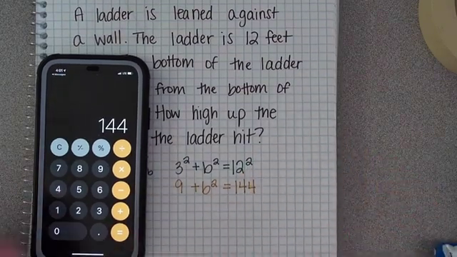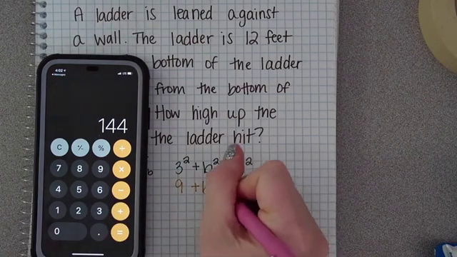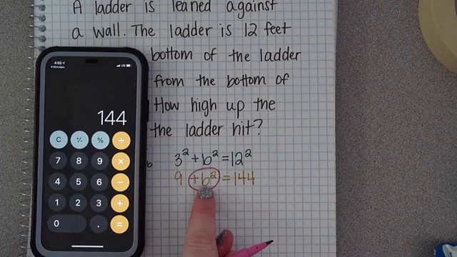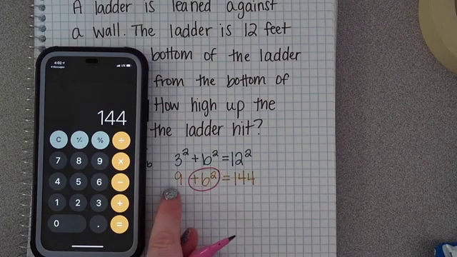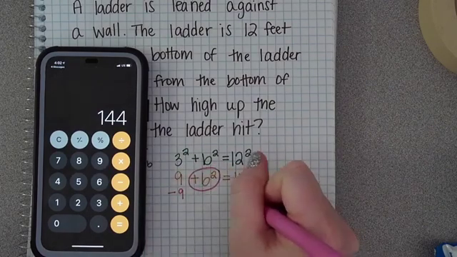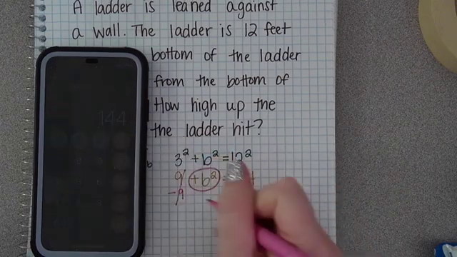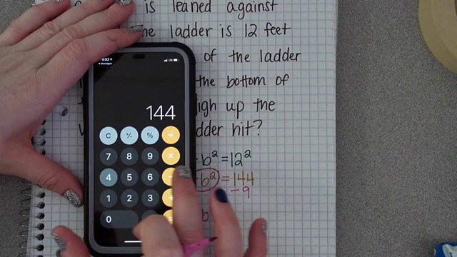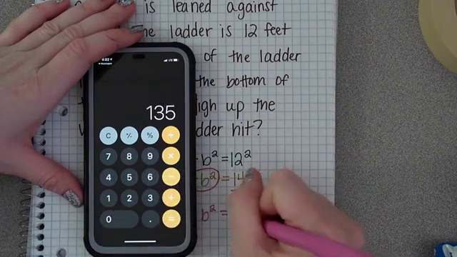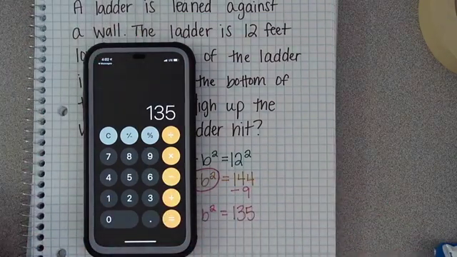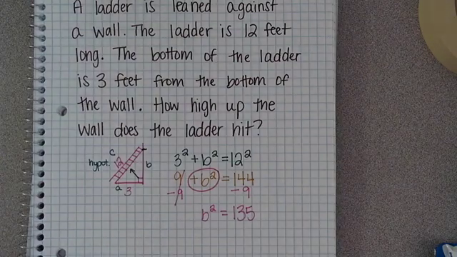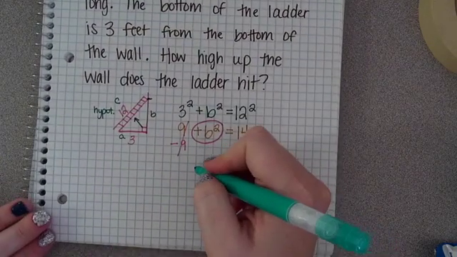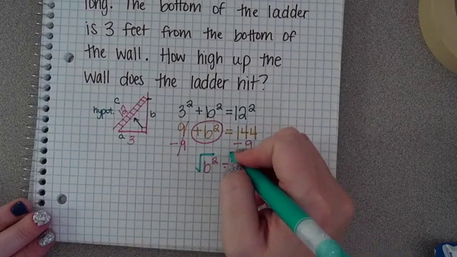Okay, now when you are missing the leg of the triangle, you are going to have to subtract this away. So I'm going to do minus 9 minus 9. So you would do B squared equals, we're going to do 144 minus 9 gives us 135. Okay, the next thing that you're going to do is the square root. So we're going to take the square root.